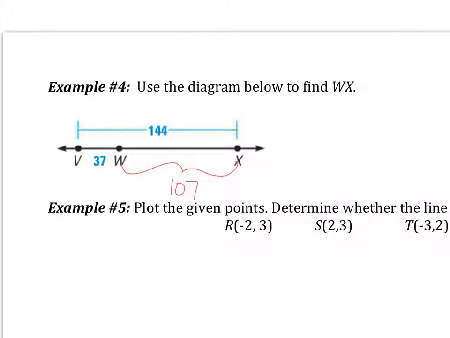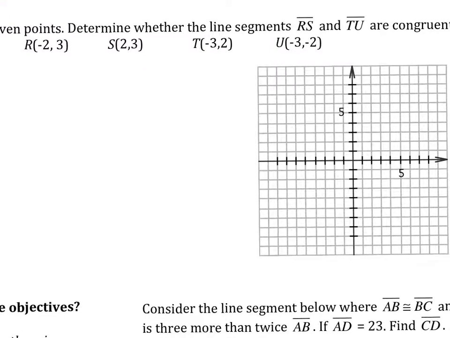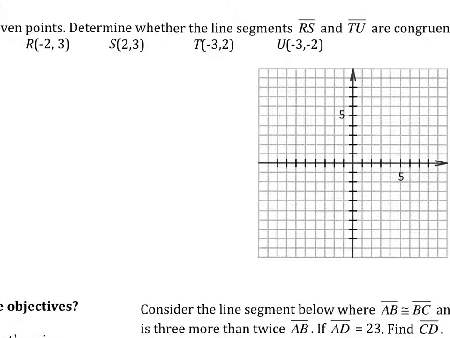Something a little bit different here, using the concept of the segment addition postulate. Can someone tell me what the value of WX is, and how you're going to get it? What's the length from W to X? Colin? 107. How'd you get it? I subtracted 37 from 144. Sounds good. Essentially, he's using the segment addition postulate, just in a different way: 37 plus X equals 144, and then solving by subtracting.